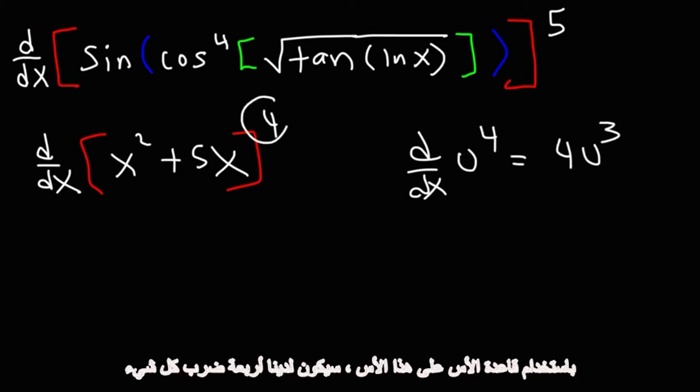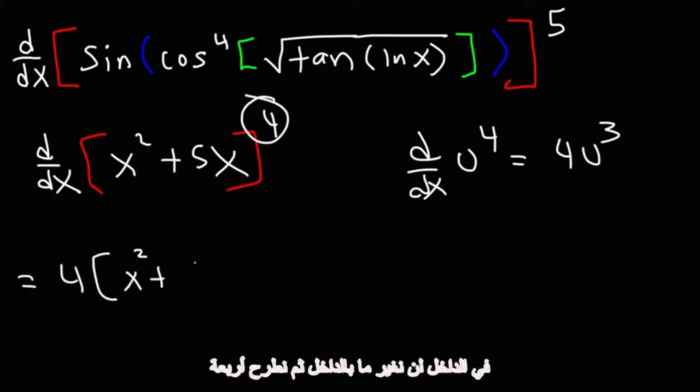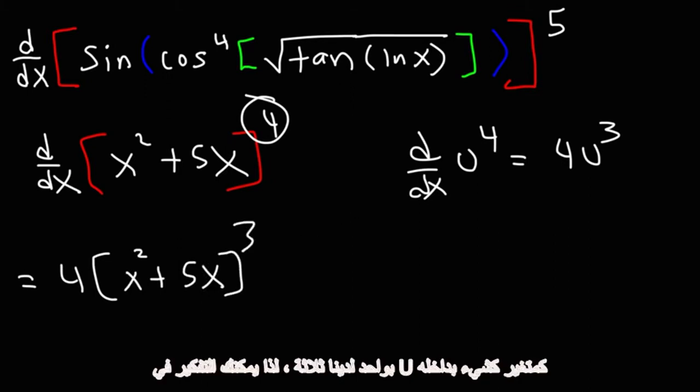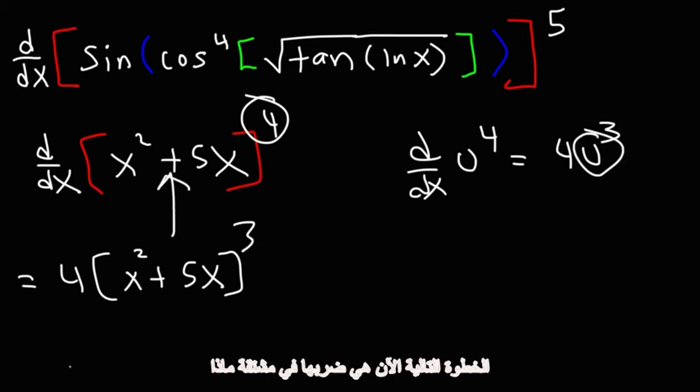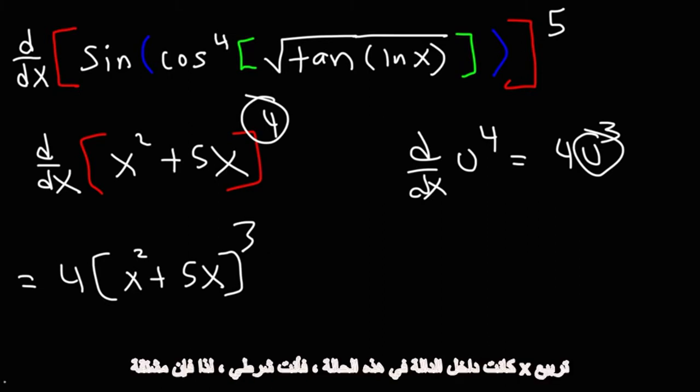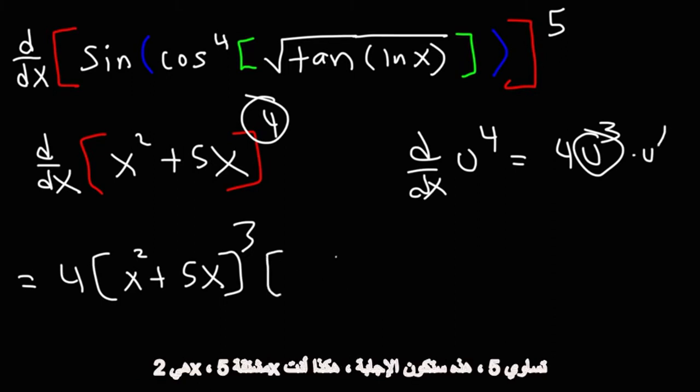So using the power rule on its exponent, we're going to have 4 times everything inside. We're not going to change what's on the inside. And then subtracting 4 by 1, we have 3. So you can think of u as the stuff inside of the function. Now our next step is to multiply it by the derivative of what was inside the function, in this case, u prime. So the derivative of x squared is 2x. The derivative of 5x is 5. This would be the answer.